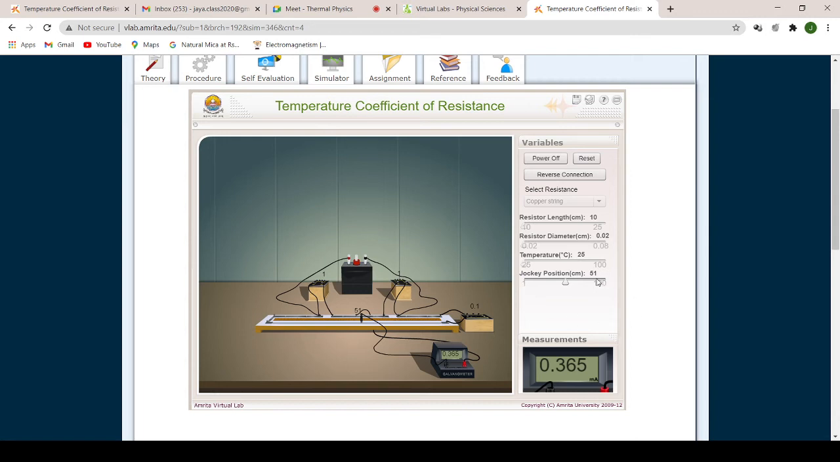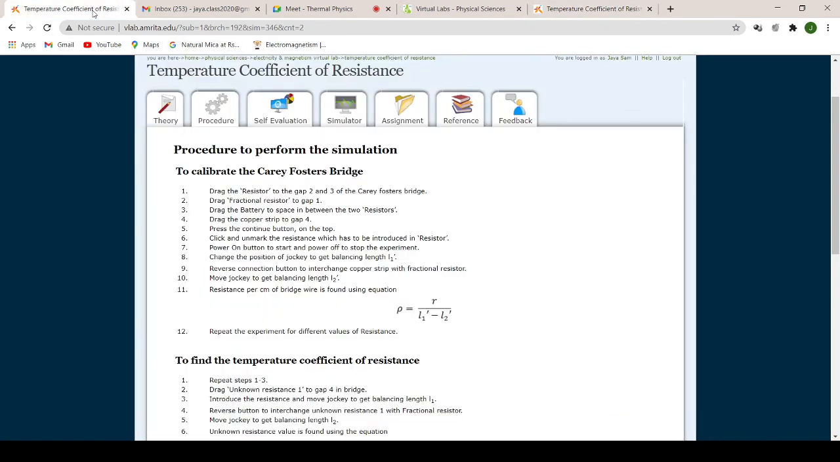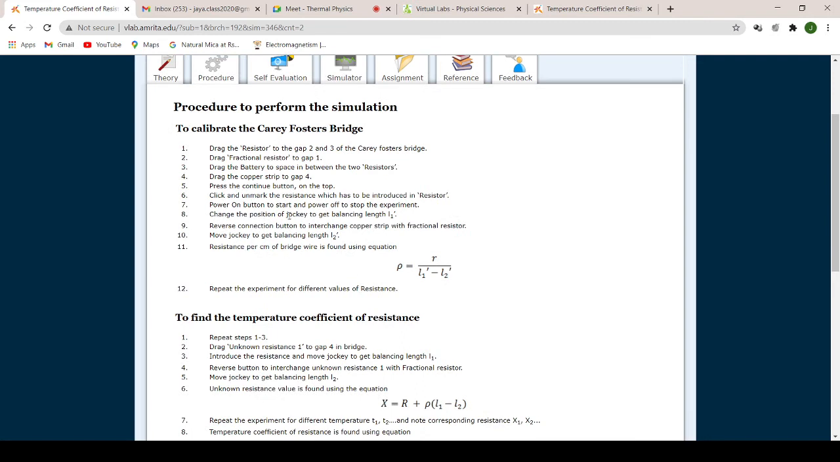Now you will record both L1 dash and L2 dash. You have got both the balancing lengths. Now, you find out what is the resistance per centimeter of the bridge wire. So, the 1 meter wire that you had, what is the resistance of it? Resistance per centimeter. What do you mean by resistance per centimeter?